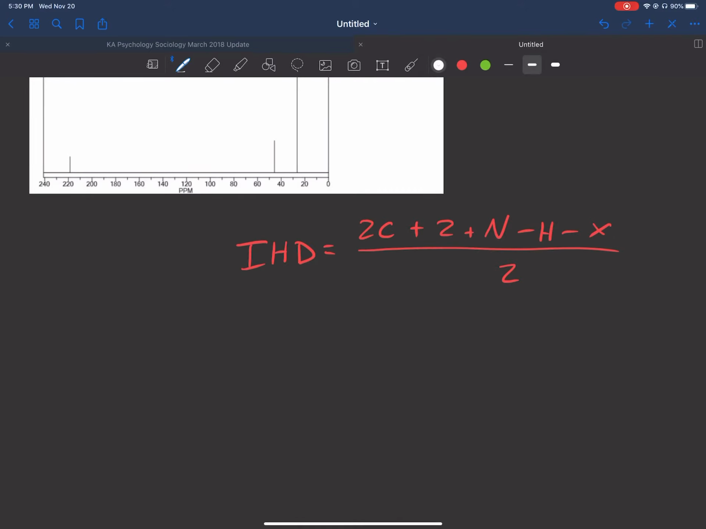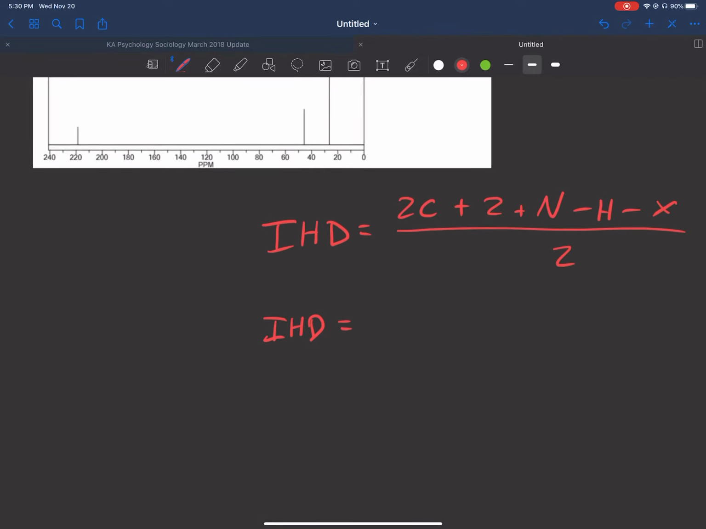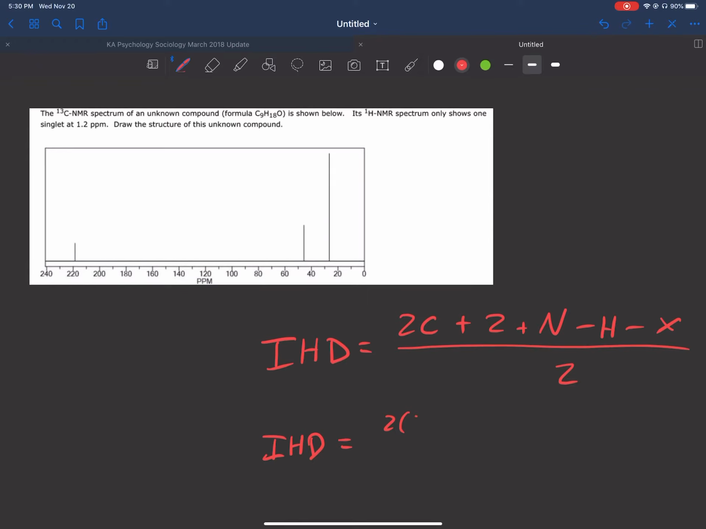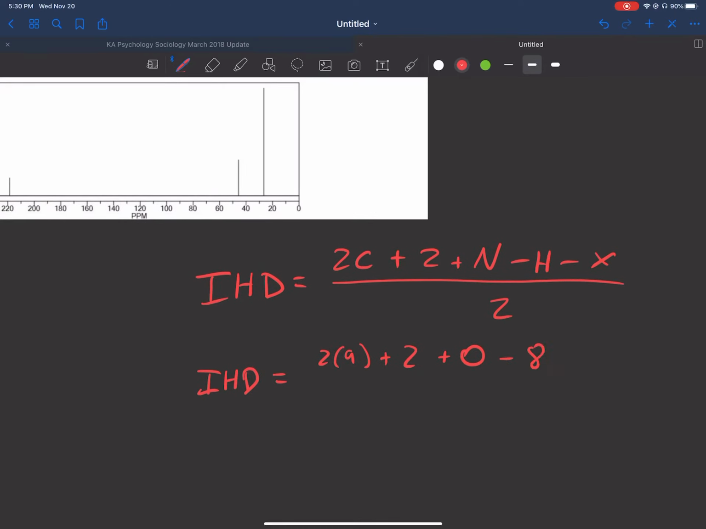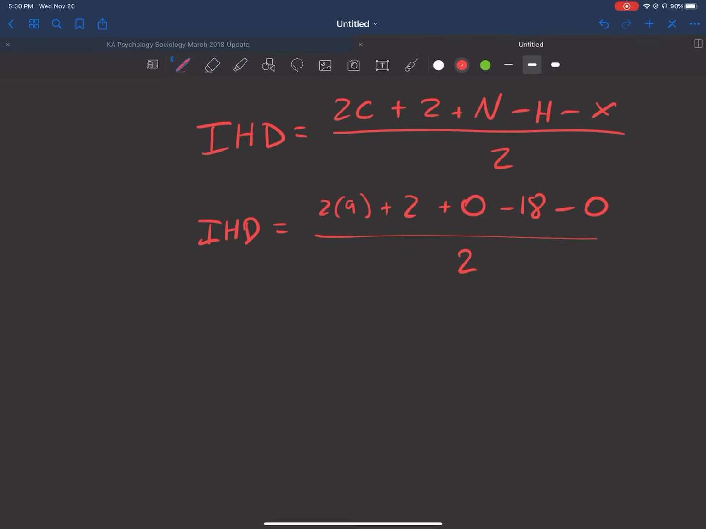So when you plug in everything here, you're going to get our formula, right? We have 2 times 9 plus 2, 0 nitrogens, 18 hydrogens, 0 halogens. X is a halogen. Over 2, okay, that's just going to end up being 1. All right? So that's going to be 1. So how does that even help us, right?